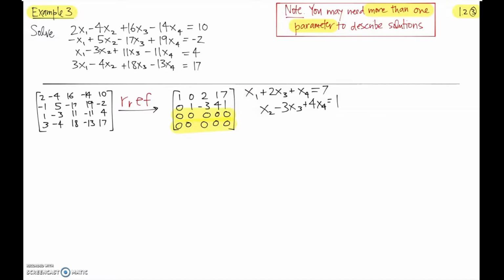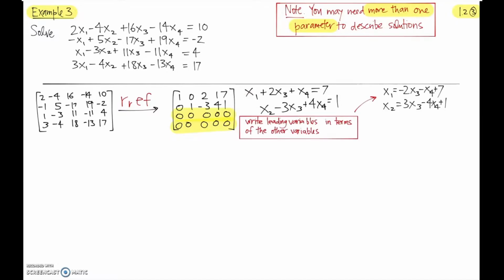The next thing I'm going to do is write the leading variables in terms of the other variables. So doing that, this is what I get next. x1 is going to be something expressed in terms of x3 and x4, and x2 also is something expressed in terms of x3 and x4. So I need two parameters, and I'll use r for x3 and s for x4.